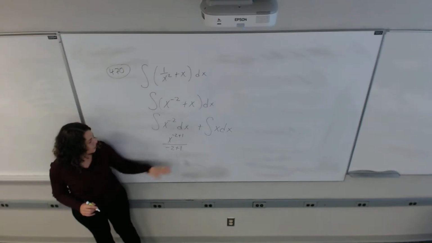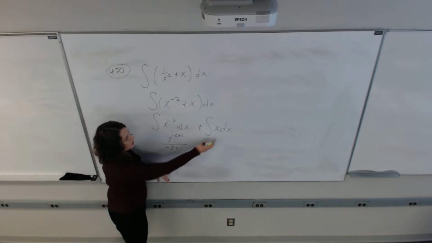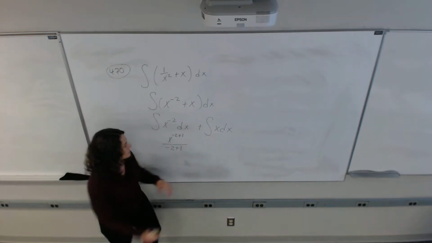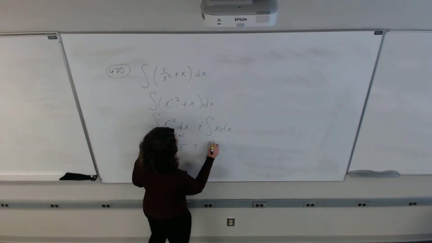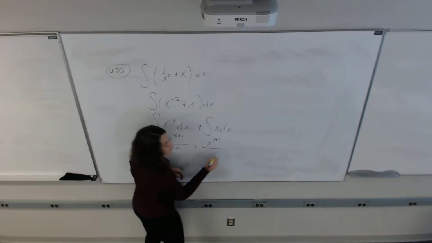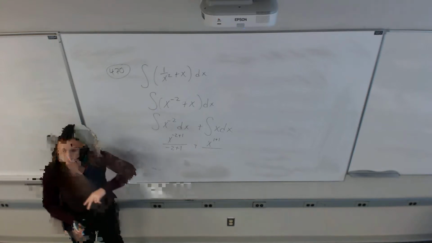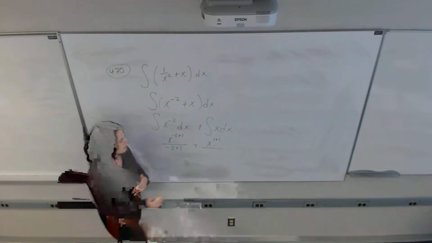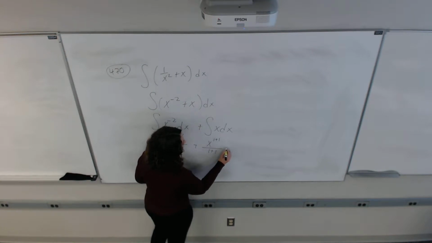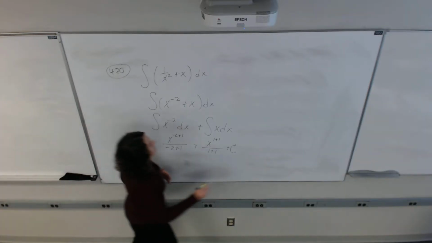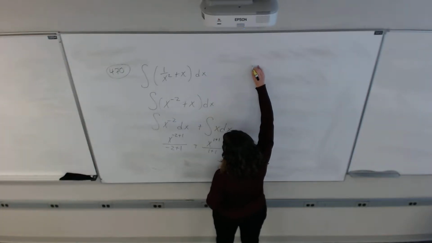Okay? So then the next thing you're going to do is this one. What's the power on x? 1. So you're going to add 1, and then you divide by the 1 plus 1, because that undoes having multiplied by it, bringing it to the front. And then what do you always add at the back? Plus C. And how many points do you lose if you forget it? 3. You will not do it very often.